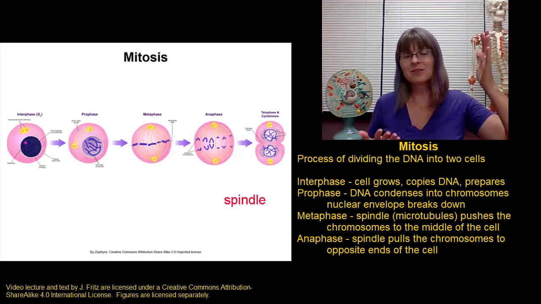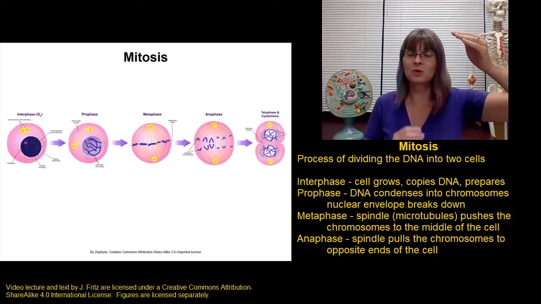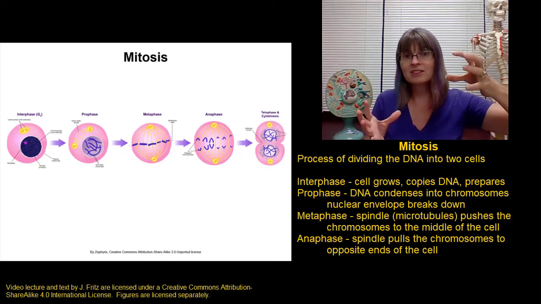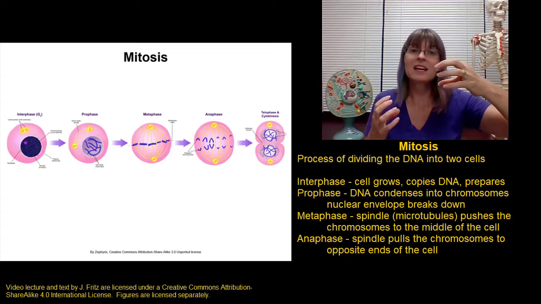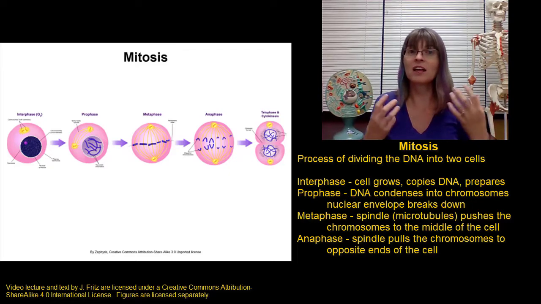This gives us an identical set of chromosomes at each end of the cell. We have a complete set of chromosomes toward one end and a complete set of chromosomes toward the other end. So when this now divides into two separate cells, each of the two cells that are formed has a complete set of the chromosomes and all the DNA that's needed to be a functioning cell.